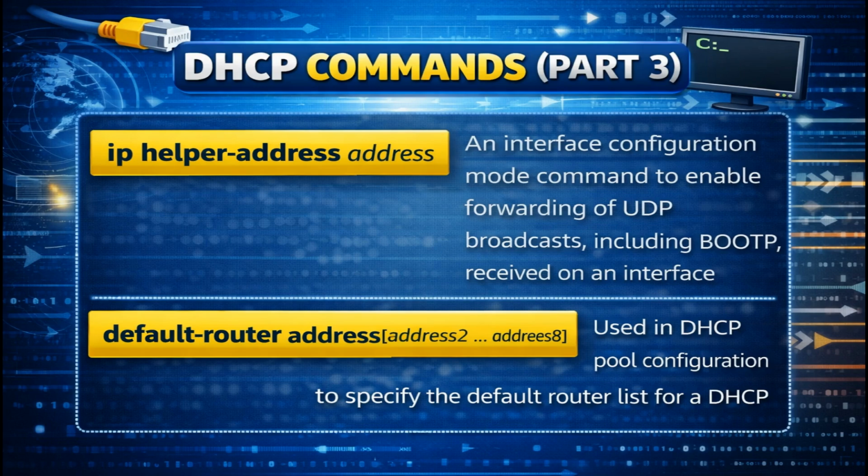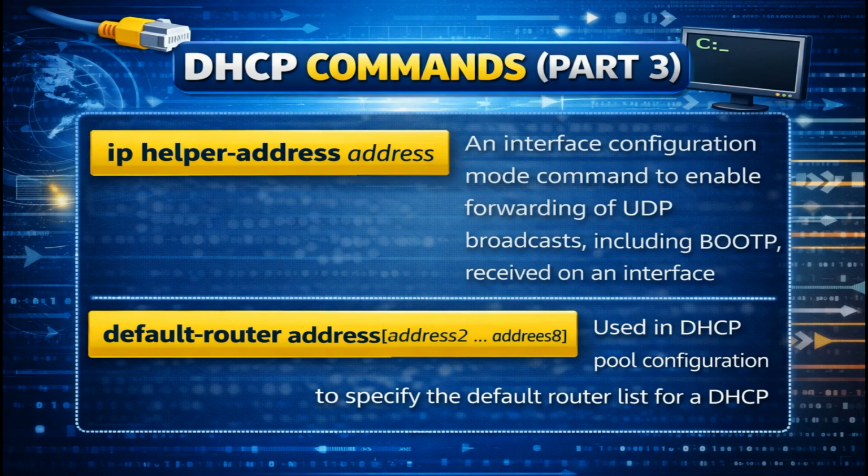First command, IP helper address, followed by the IP address. This command is configured in interface configuration mode. It is used to forward UDP broadcast messages to a DHCP server located on a different network. Normally, DHCP requests are broadcast messages, and routers do not forward broadcasts. But when you configure the IP helper address command, the router converts the broadcast into a unicast message and forwards it to the specified DHCP server. This command is very important when the DHCP server is not in the same subnet as the clients.